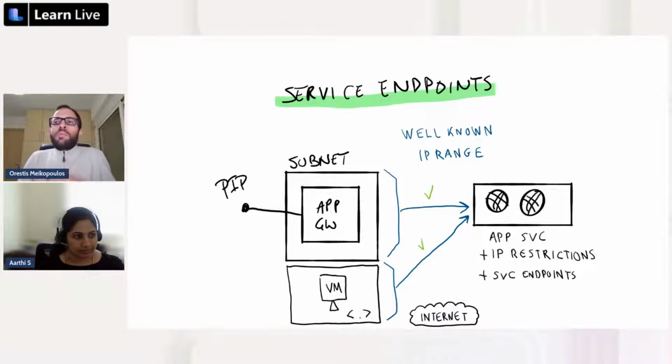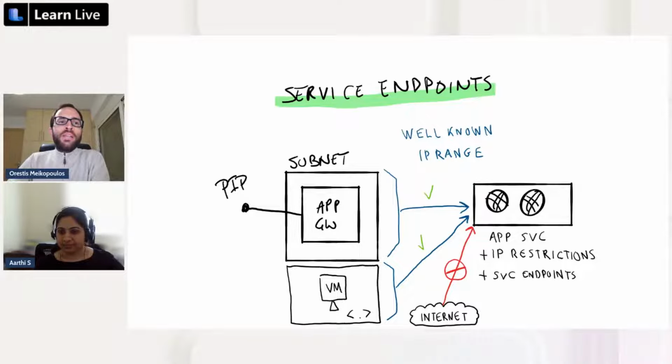So in this case, for example, we have a different subnet. With the creation of this service endpoint from this subnet here, this VM in this case can also reach this app service here. Finally, with this setup, public traffic coming from the internet is no longer allowed to reach your app service.